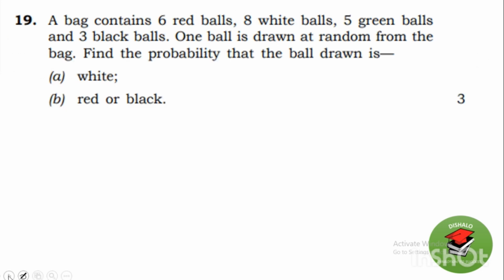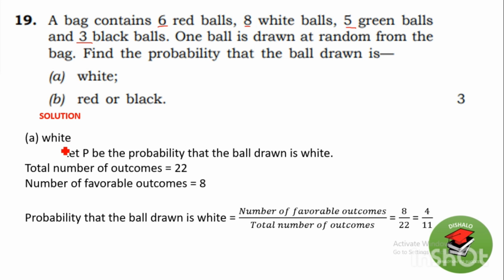Okay. And next question. So these are very easy questions from probability. So let us see. A bag contains 6 red balls, 8 white balls, 5 green balls and 3 black balls. Okay, you have 6 red, 8 white, 5 green and 3 black balls. So one ball is drawn at random. You have to find the probability of getting a white ball, then a red or black ball. So first of all, for A we will see the solution for white.